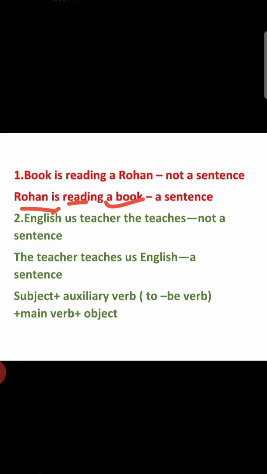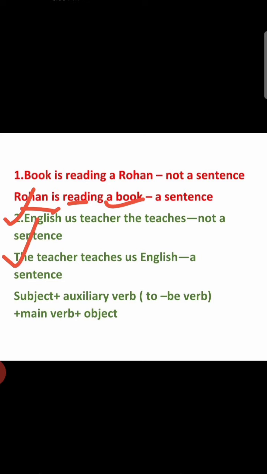Okay? Now come to the next line. English as teacher the teaches. If I tell you that this is a sentence, you will say that no ma'am, it is not a sentence. Why? Because it doesn't express any meaning. So if I tell you to rearrange or reorder this group of words and form a meaningful sentence, then you will write it, the teacher teaches us English.